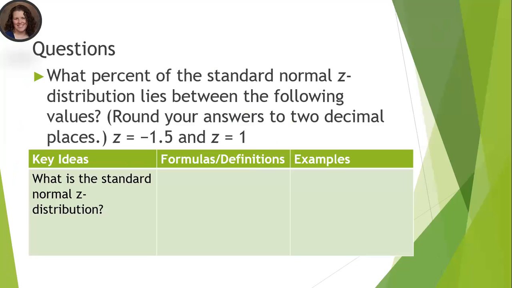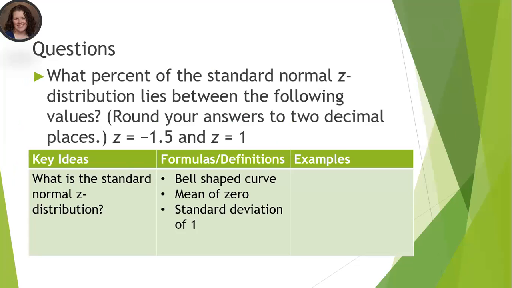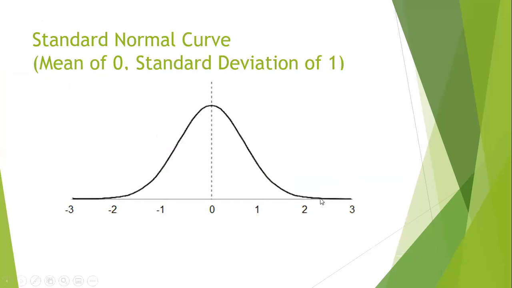Before we get going, I want to make sure you understand what the normal z distribution is. So it's a bell curve shape. It has a mean of 0 and a standard deviation of 1. So here's a quick picture of it. Let's talk about it a little more. Notice how it's a symmetrical bell curve.